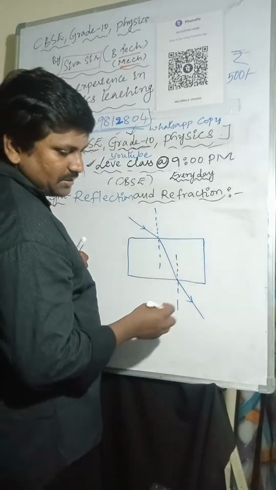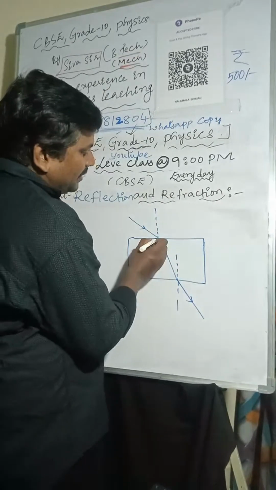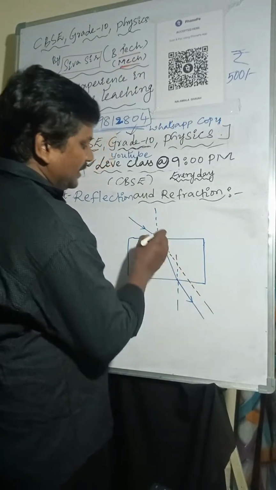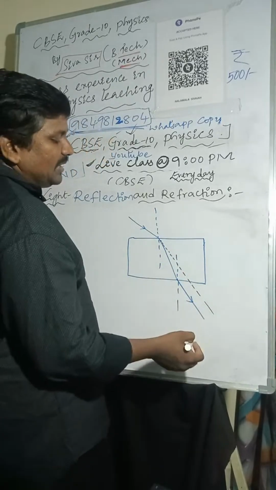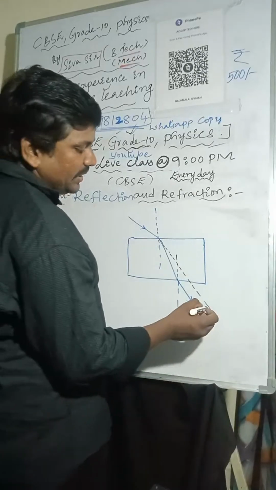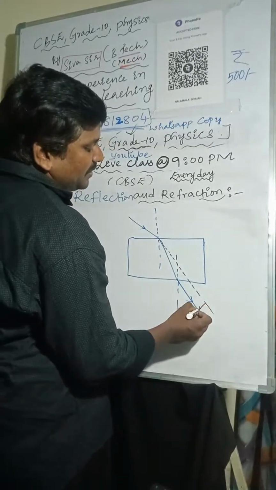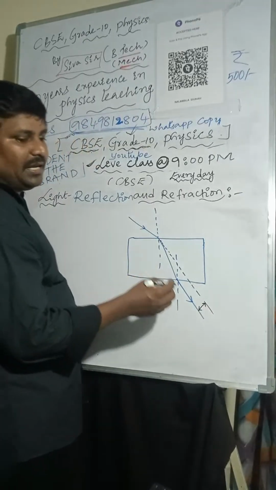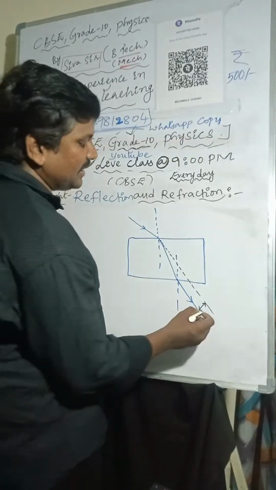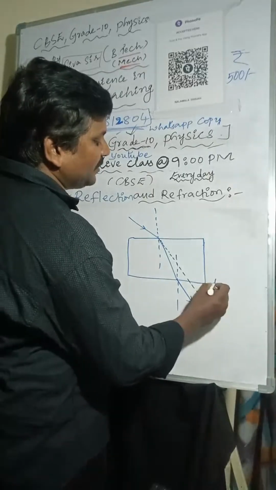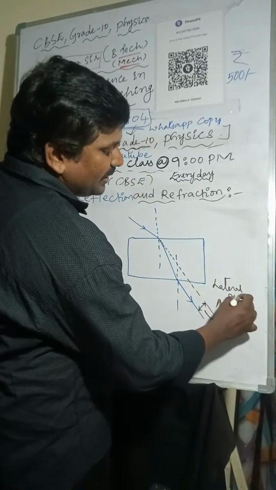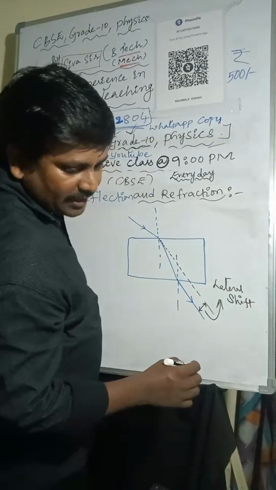3 marks question. Here, if you extend the incident ray, that is the initial direction of the incident ray, the distance between the emergent ray and the extended incident ray is called lateral shift. So this is called lateral shift.